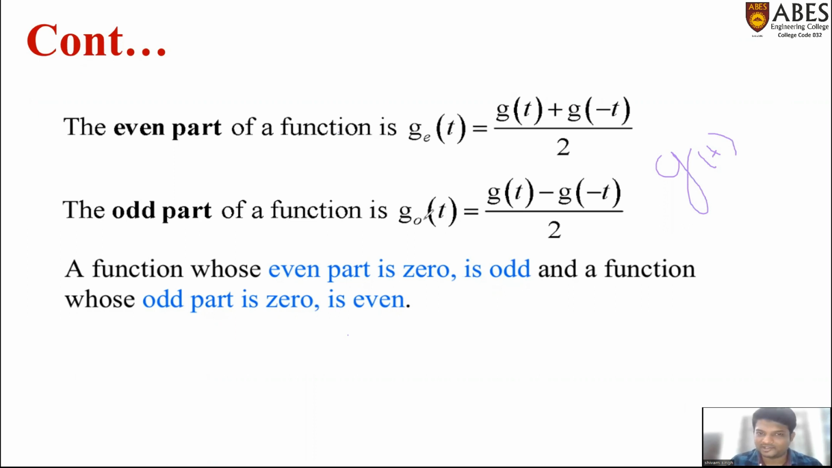So if you want to find out the even and odd part of a given signal g of t, here you can see g of t plus g of minus t divided by 2. If you take g of t and g of minus t and divide by 2, then you get the even part of the given signal g of t. And if you want to find out the odd part, then it is g of t minus g of minus t divided by 2. In this way, you can get the odd part of the signal. So you can get the even and odd part of a given signal g of t with the help of this formula.